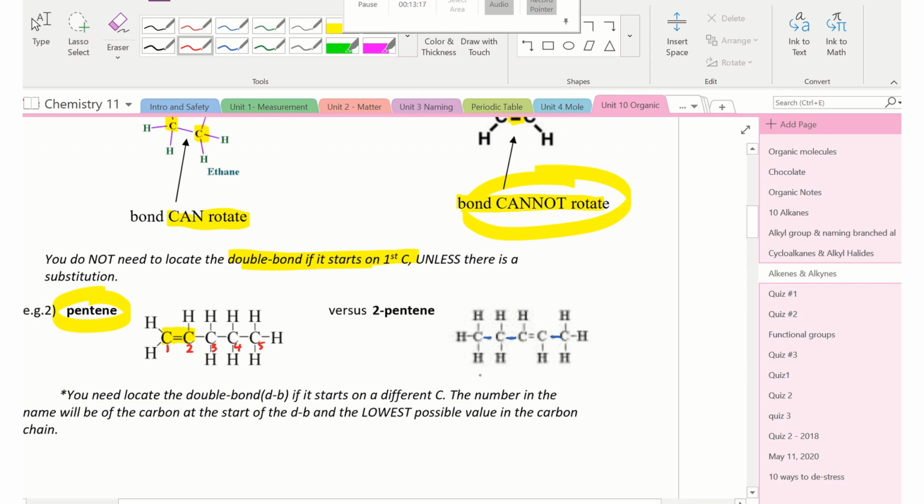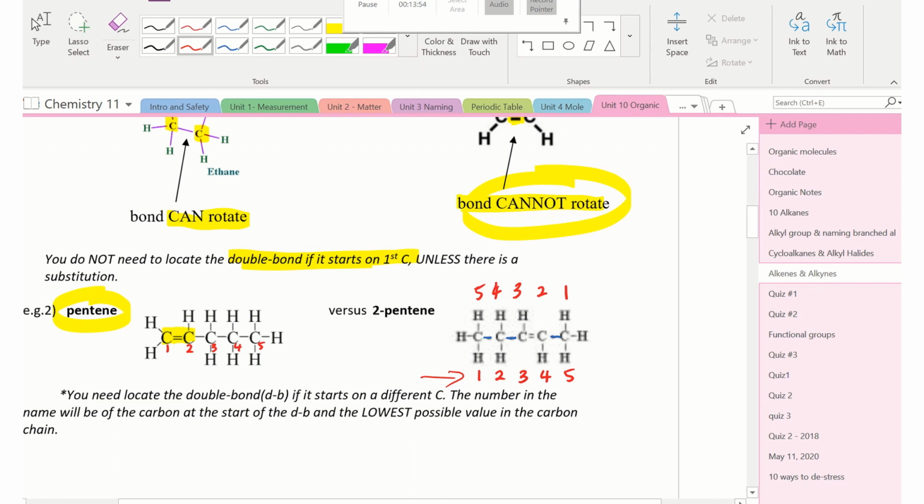You always want to see if you want to name it this way, 1, 2, 3, 4, 5, or you want to do the opposite way, 1, 2, 3, 4, 5. Okay, so you want to go left to right or right to left. So again, the rule is you always want to give the carbon where the double bond begins the lowest number. So in this case, if you go with the bottom one here, the double bond begins between the number 3 and 4.